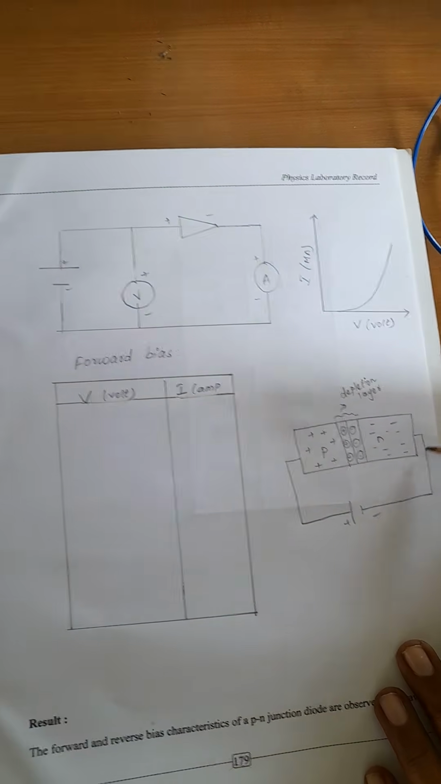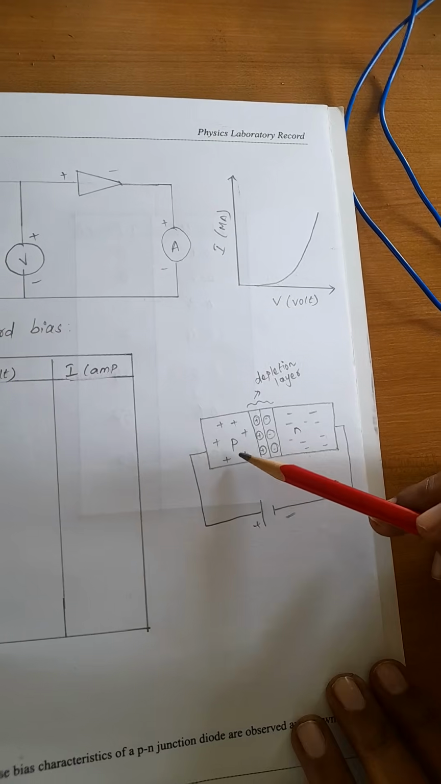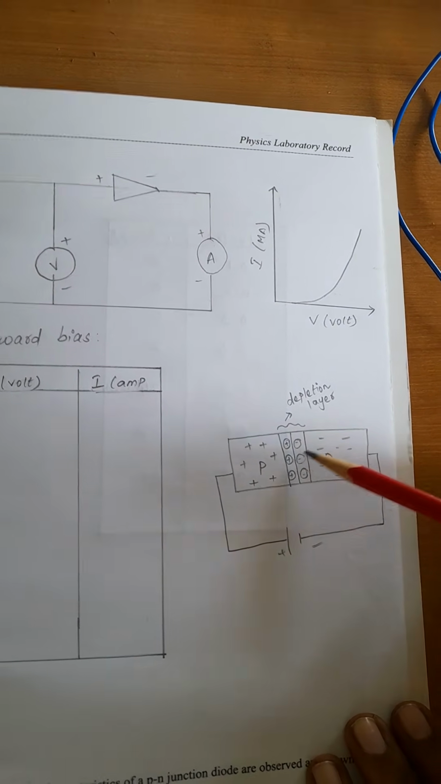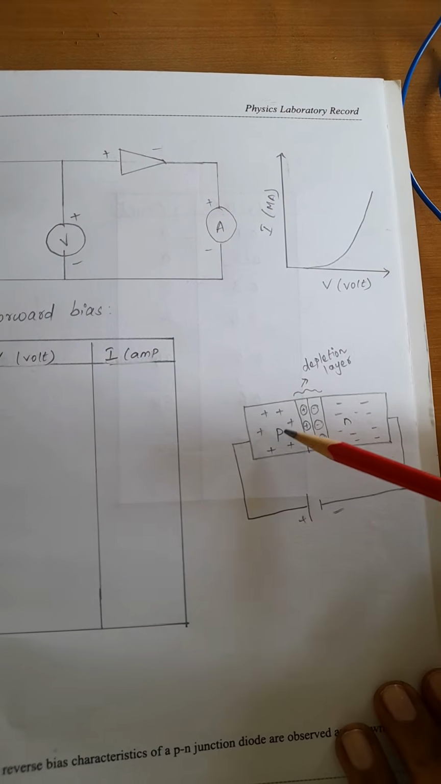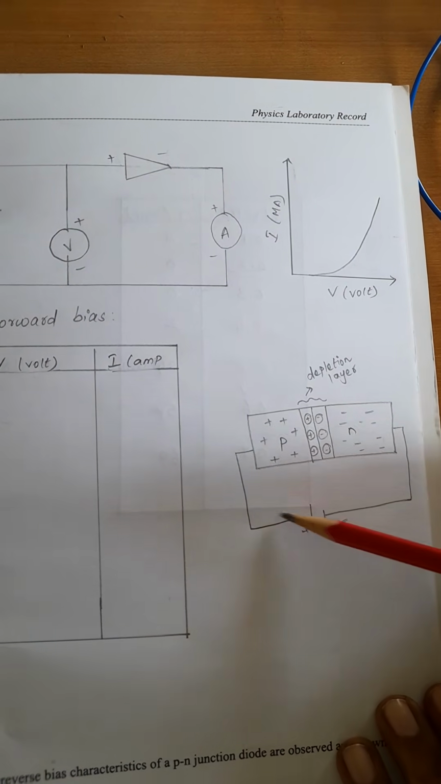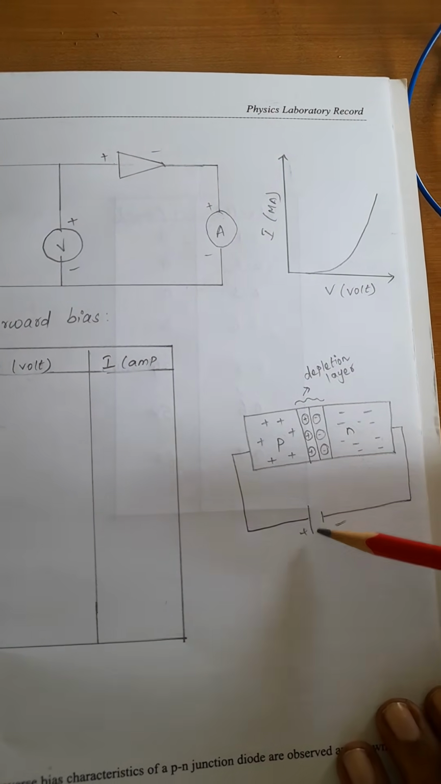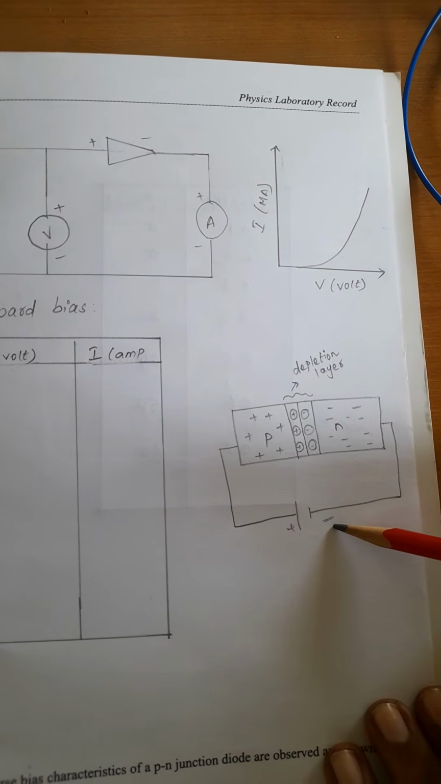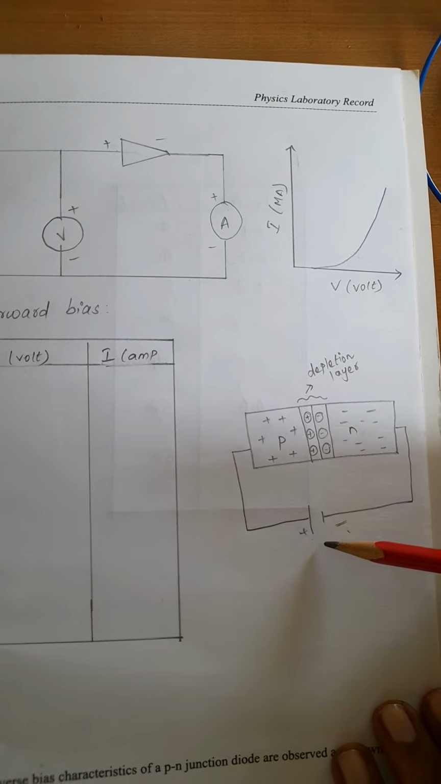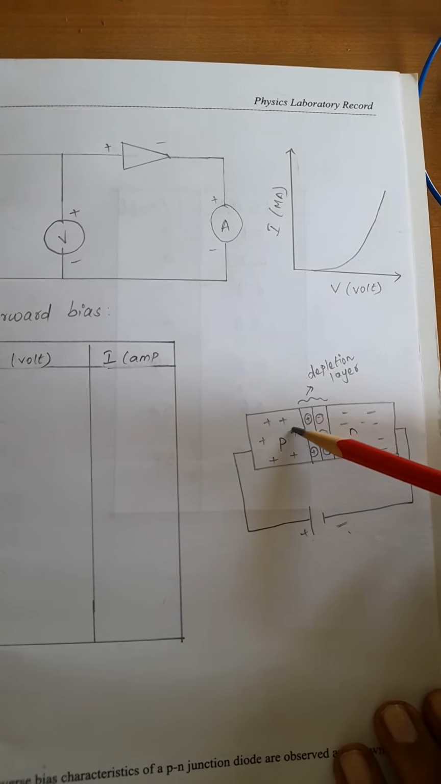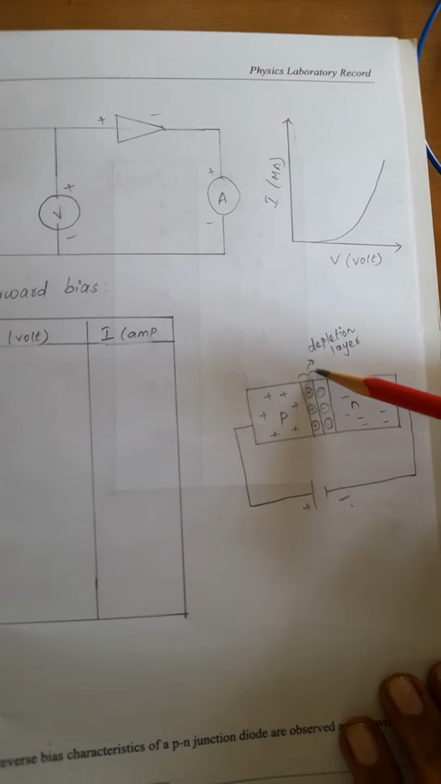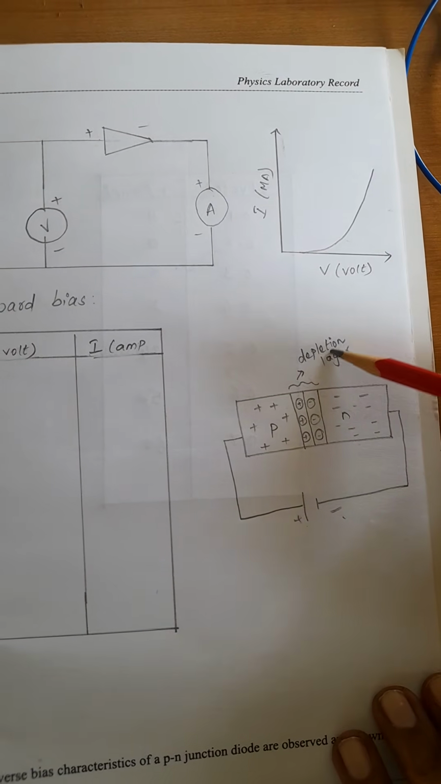So how does the PN junction diode work? Here we have taken a p-type semiconductor and an n-type semiconductor. Both are sandwiched, and the p-type is connected to the positive terminal of the battery, and the n-type is connected to the negative terminal of the battery. When the battery is switched on, the positive charges and the negative charges recombine. So here the depletion layer will be produced.